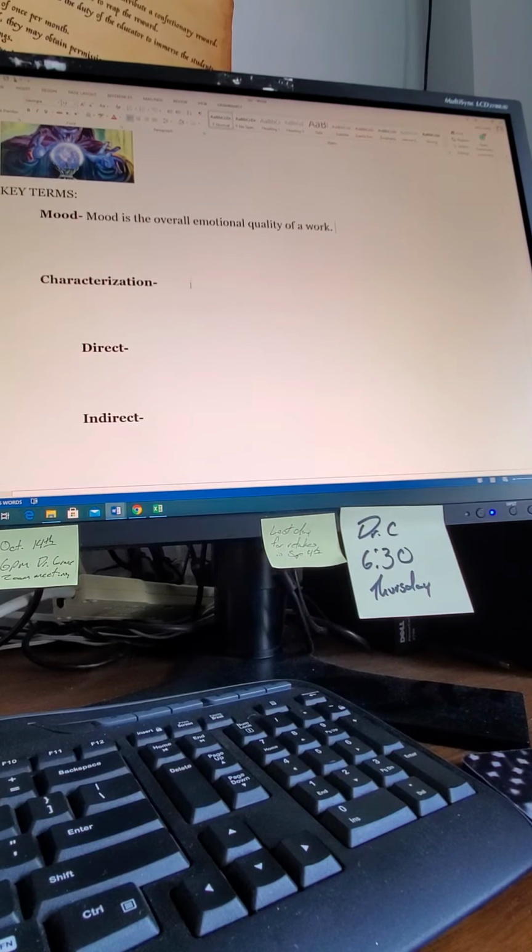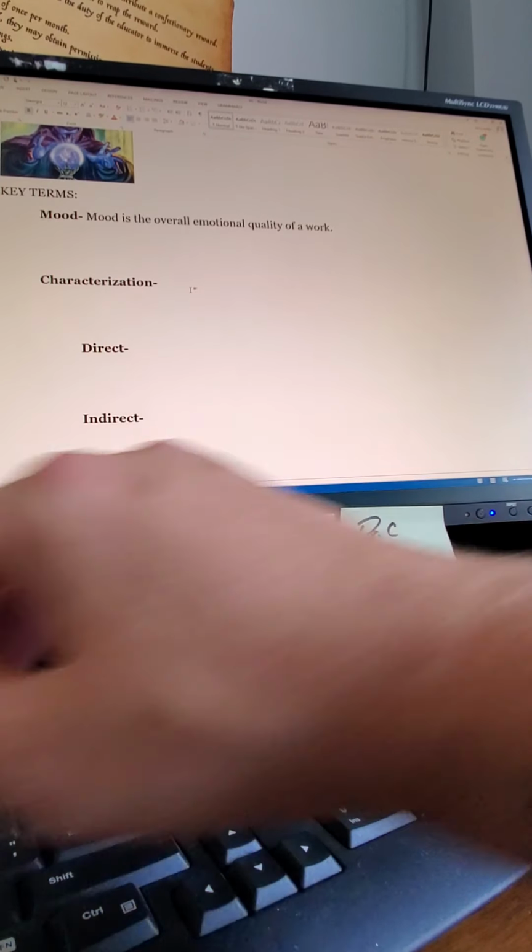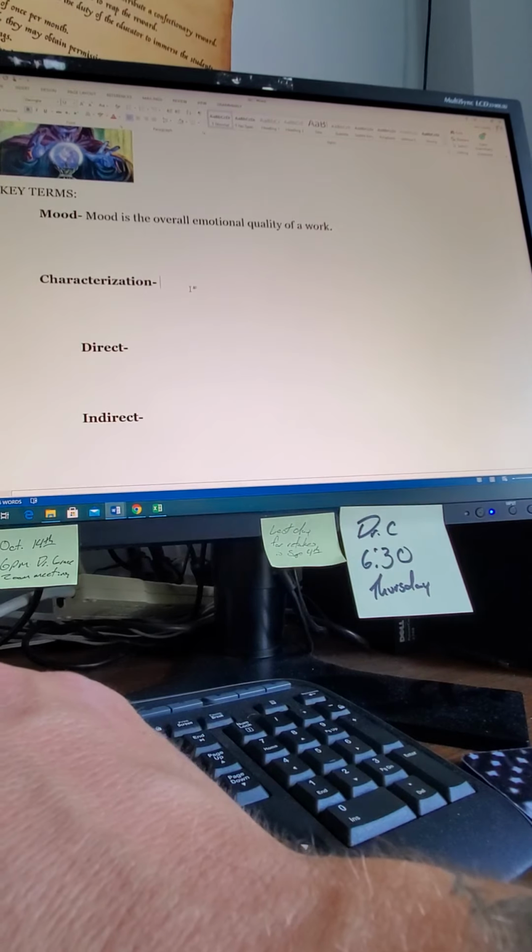Okay, let's move on to characterization. That's just the process the author used to develop characters.